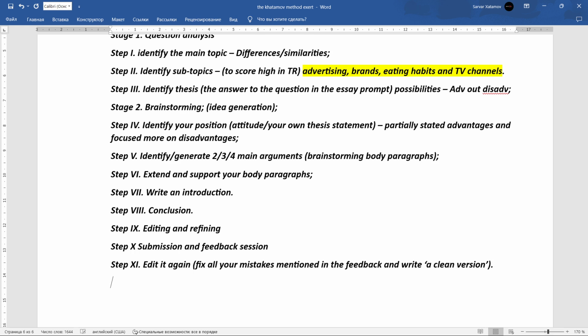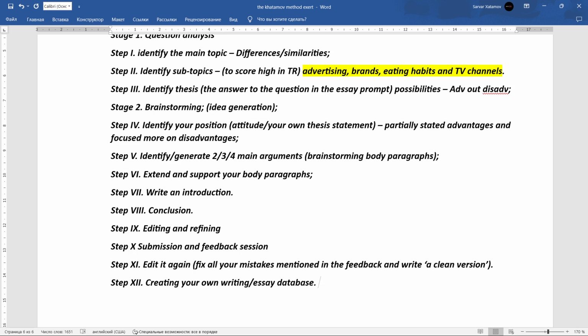And actually, I can make it 12 steps. Step number 12 is actually creating your own writing or essay database. Now, what does it mean? It doesn't really matter whether you write it by hand or you just type your essay. I think many people nowadays use their laptops and PCs and whatever. Just make sure you are consistent enough.